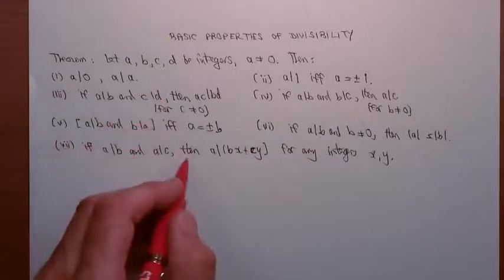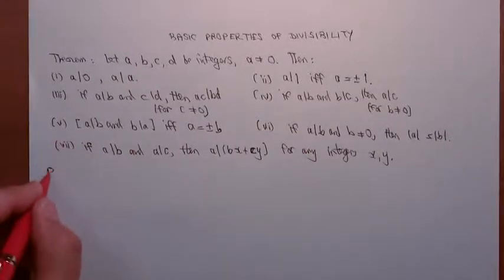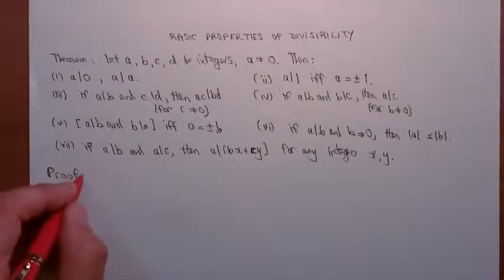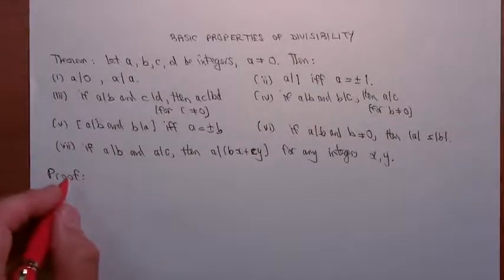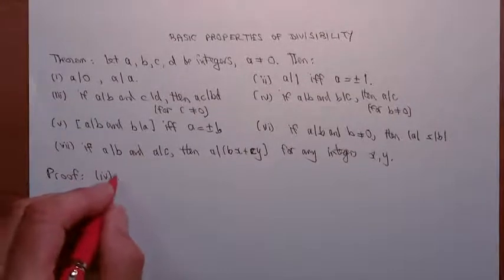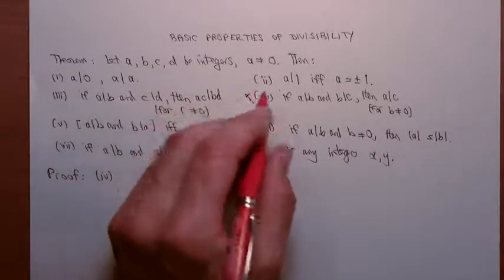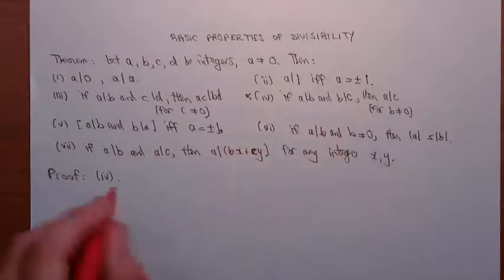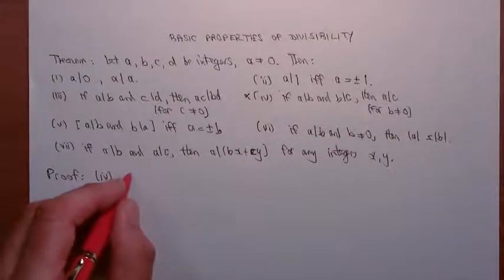Okay, you prove all of these by going back to the definition of divisibility. Now, what I'm going to do is just prove 2 of them as examples. Let me just pick number 4. Let's prove 4, that's this one here. All the proofs are essentially the same idea.